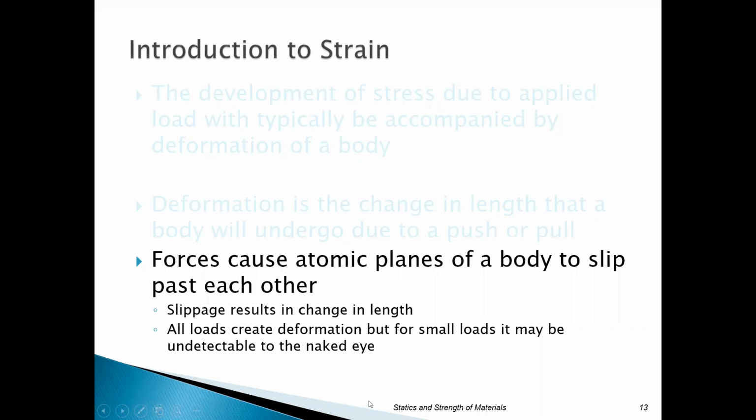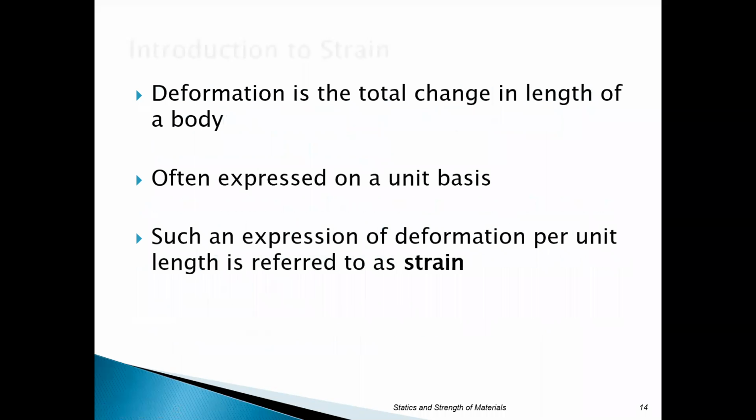So a lot of times, if your loads are small, there's a change going on in the size of that body, but we can't detect it. But if it's a large load, there is a change that is detectable, it's measurable. And so we're really more concerned with that larger kind of issue here. So deformation is considered to be the total change in length of a body. And this is often expressed on a unit basis, or we might think of that as unitless. That expression of deformation per unit length is referred to as strain.